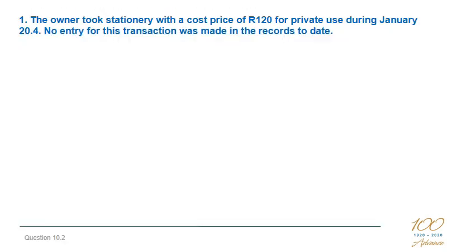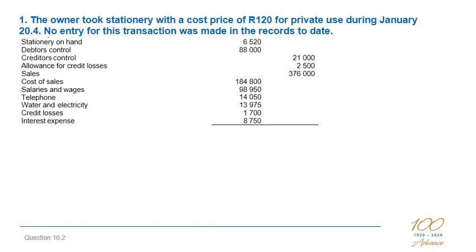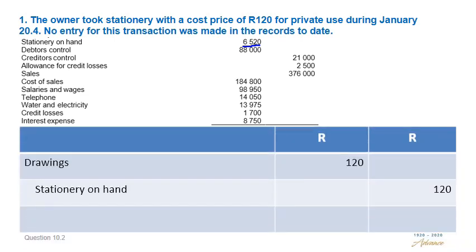For each additional information item, we're going to decide on the debits and credits, and then we're going to identify which part of that will influence my statement of financial position. So in number 1, the owner took stationery with a cost of 120 Rand for private use during January 20.4. No entry for this transaction was made in the records to date. So if you have a look at the pre-adjustment trial balance, they accounted for stationery in the asset account as stationery on hand. So now we're saying the owner took some of this, so I will have to decrease the asset, stationery on hand, and debit drawings.